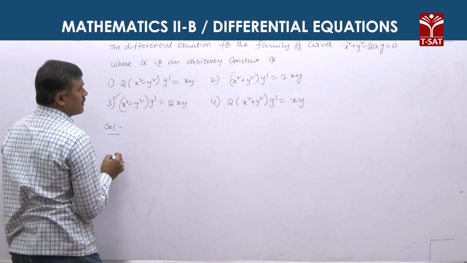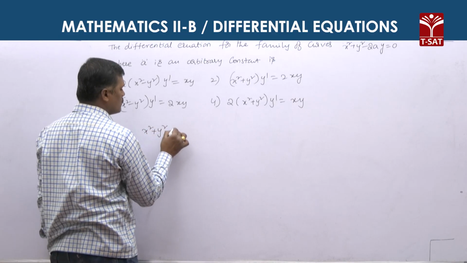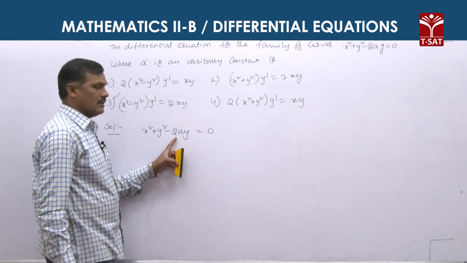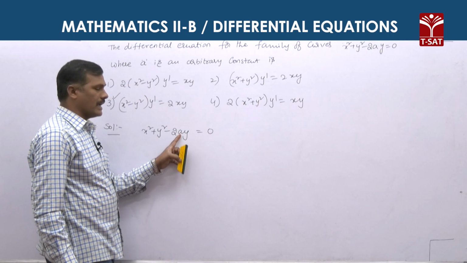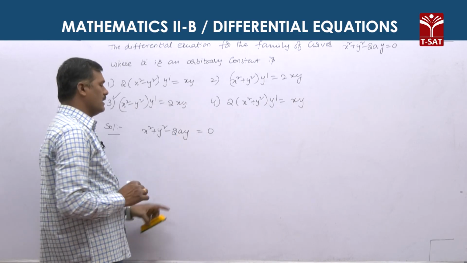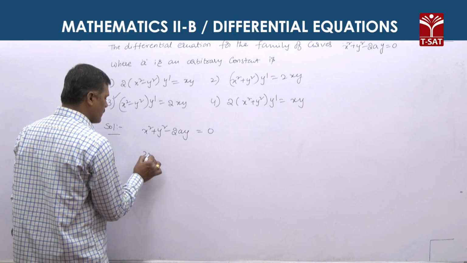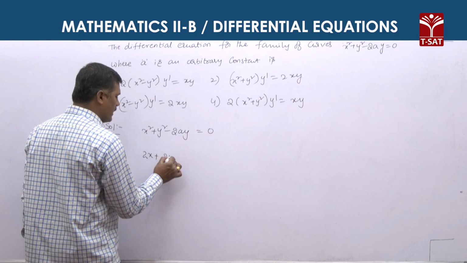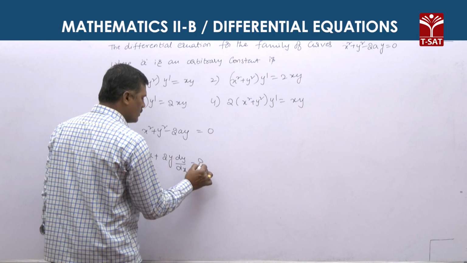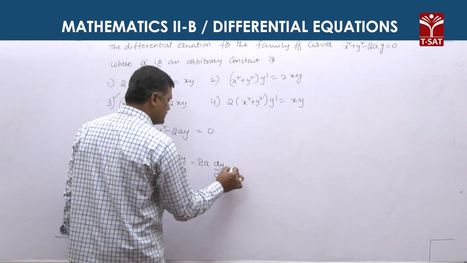Solution. The given family of curves is x square plus y square minus 2ay is equal to 0. In this family of curves equation, a is a single parameter, so we differentiate only a single time. Now differentiating with respect to x: x square derivative 2x, plus y square derivative 2y into dy by dx, minus 2a constant times y derivative dy by dx, is equal to 0.